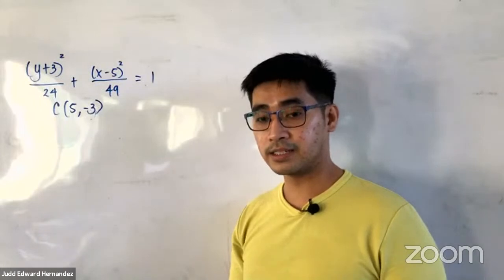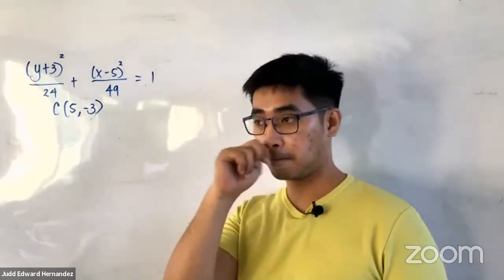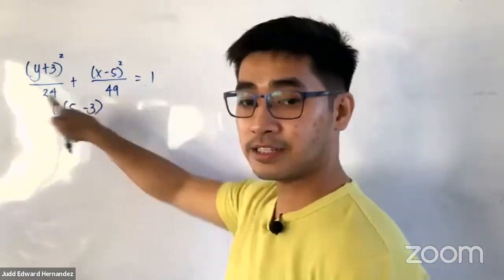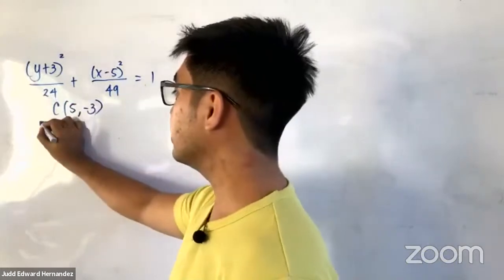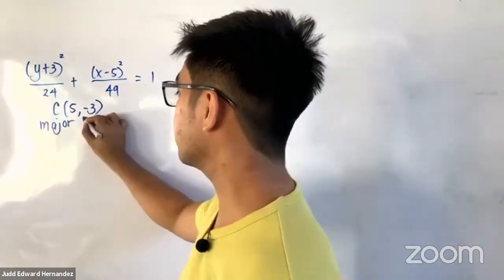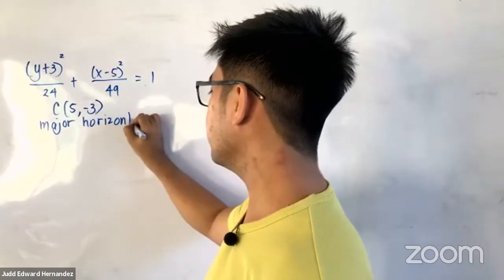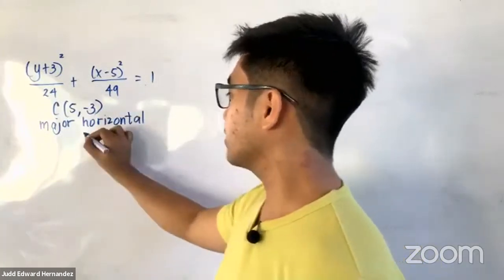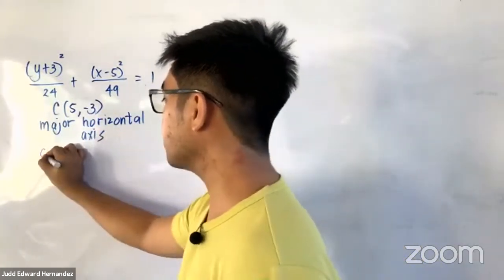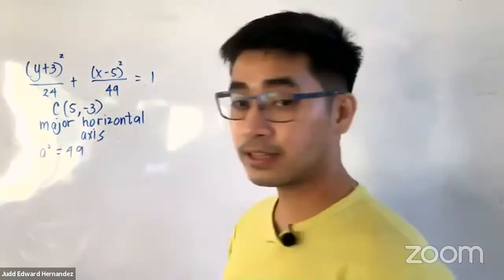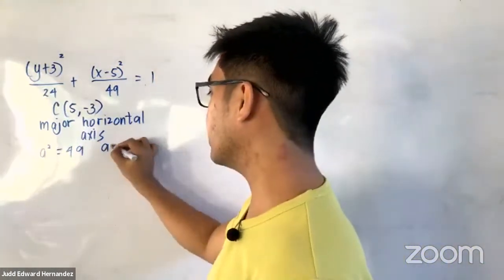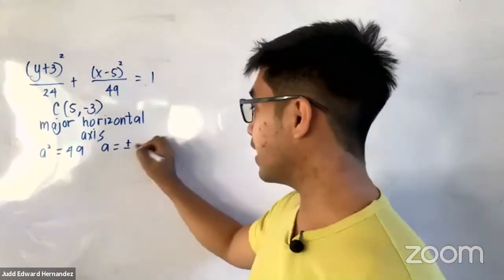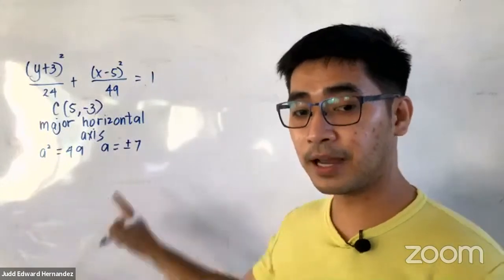Next thing that we need to do is to identify the major axis. And what is the major axis? The major axis for this one is horizontal. Why horizontal? Because 49 is greater than 24. Therefore, this is major horizontal axis. Based on its major axis, therefore, we could say that a squared is equal to 49, right? If a squared is 49, what is our a? Our a should be plus minus 7. Tama? Okay.